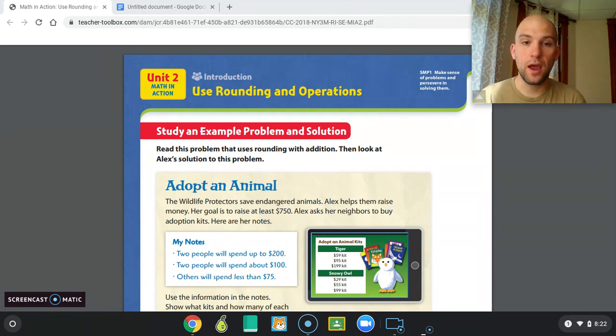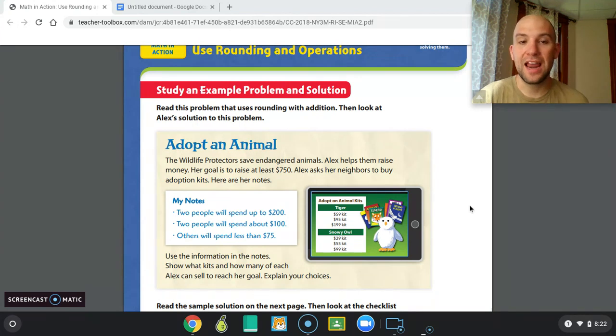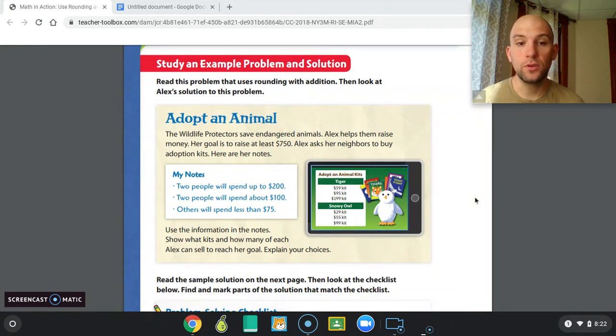So in this one, we are going to be working with an adopt an animal program. The wildlife protectors save endangered animals. Alex helps them raise money. Her goal is to raise at least $750. Alex asks her neighbors to buy adoption kits. Here are her notes. So it says two people will spend up to $200. Two people will spend about $100, and others will spend less than $75.